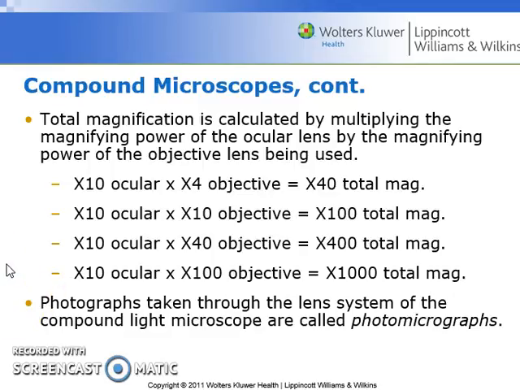And to find this magnification, we simply multiply the magnifying power of the ocular lens by the magnifying power of the objective lens that's used. So on the lowest power of a compound light microscope, we have a 4x objective.